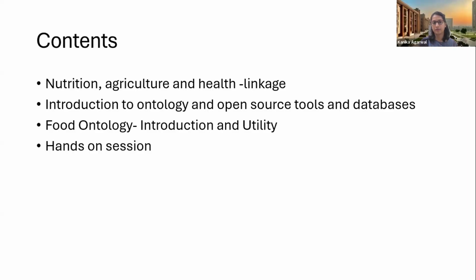There is a complex web of factors that interrelate nutrition, agriculture, and health with each other, where a problem arises of different terminologies being used, building a case for the use of ontologies, which is a controlled vocabulary across different fields. Lastly, we'll specifically focus on food ontology, its utility, and how it can integrate agriculture with nutrition and health. And finally, we'll have a hands-on session on how to look up these terms and how we can utilize them for our research purposes.